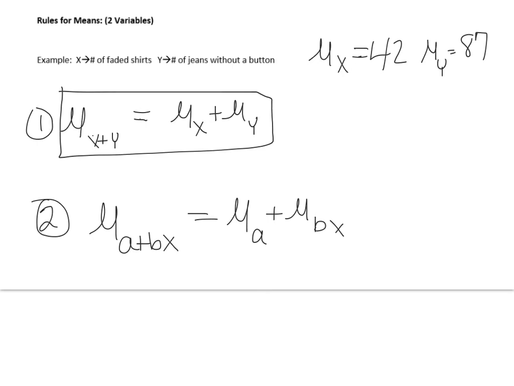But really, what is mu sub a? What is the average of a constant? Well, the average of a constant is just the constant. If you take a constant and add it up n times and then divide by n, you get the constant back. So mu sub a is just going to be a. And then mu sub bx: b is a scalar multiplier of x. So if you multiply every number in a data set by a scalar, it will change the average of that set by that scalar. So we can rewrite this as a plus b mu sub x.